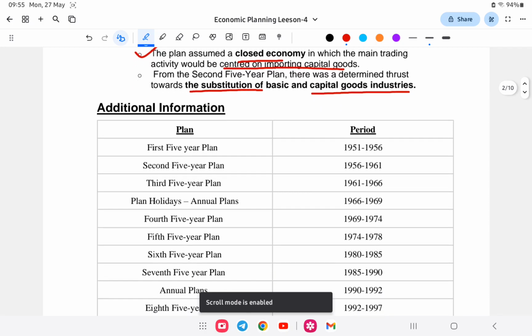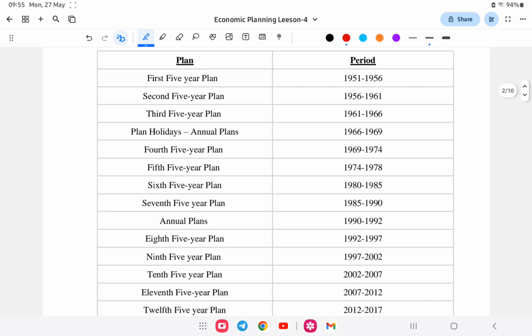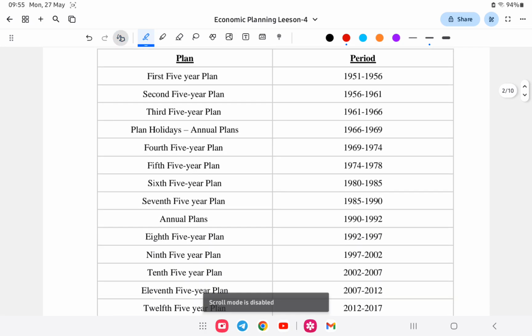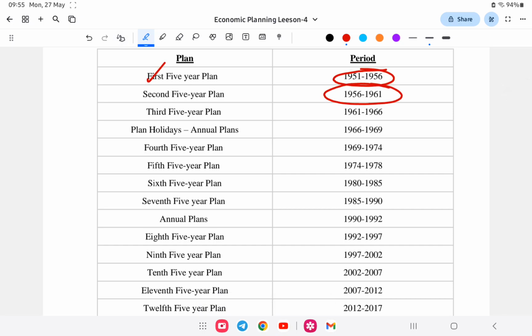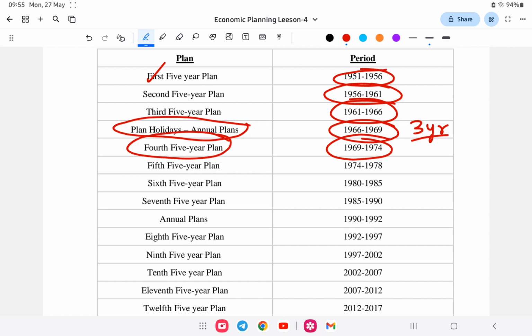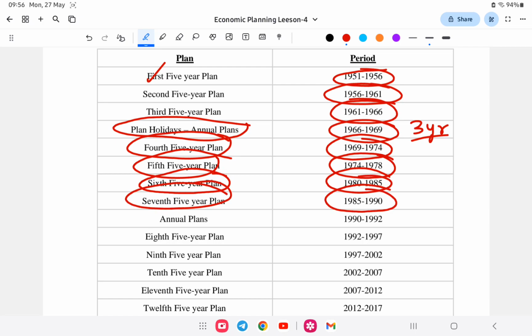So let us take a look at the various 5-year plans of India. The first 5-year plan was 1951 to 56, the second 56 to 61, the third 61 to 66, and then plan holidays from 1966 to 69. That is 3 years of plan holiday because of the Chinese invasion as well as drought. The fourth 5-year plan was 1969 to 74, the fifth 1974 to 78, the sixth 1980 to 85, and the seventh 1985 to 90.